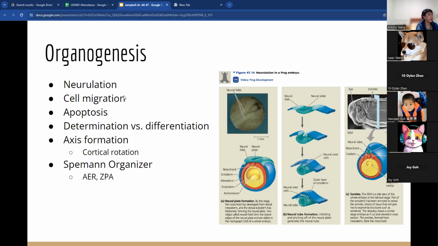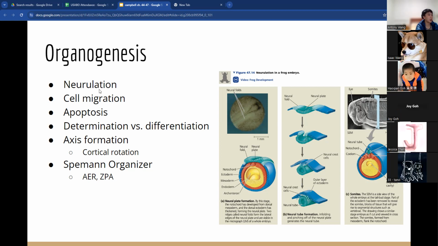So neurulation, this is organogenesis, the part of development where the ectoderm folds inwards. You see here, it pinches inwards and forms a tube. It folds over at the top, and then it forms a neural tube. So this neural tube, together with the notochord, will eventually form your spinal cord and stuff. Cell migration, not much to talk about.